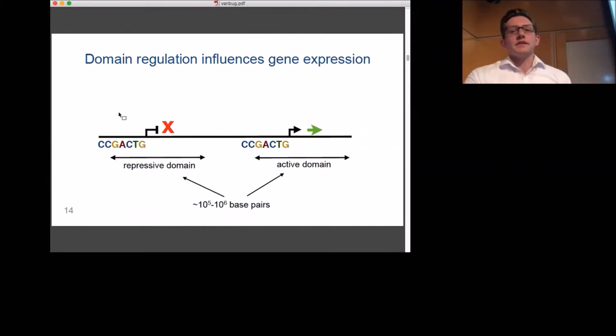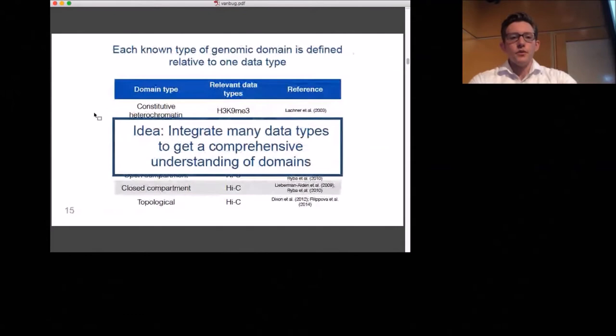These regions of either activity or repression are sometimes called domains, and they have sizes on the scale of, again, between 100,000 to a million base pairs. Domain regulation is much less well understood than the regulation of a gene by its promoter. In particular, it's often very hard to figure out how regulatory elements within a domain decide which genes they should influence the activity of. Oops, all my animations are going to go away because this has been converted to PDF.